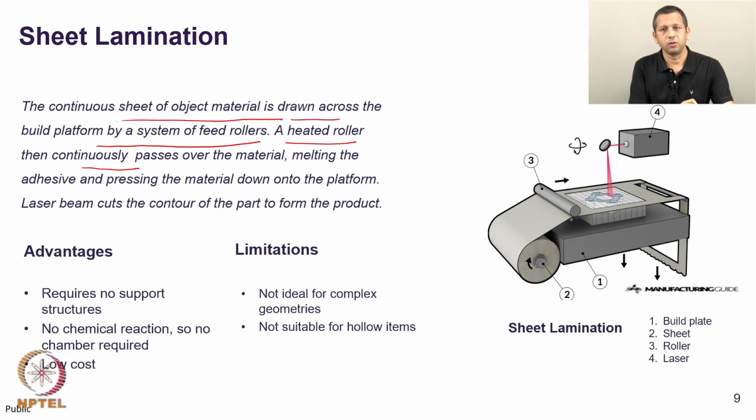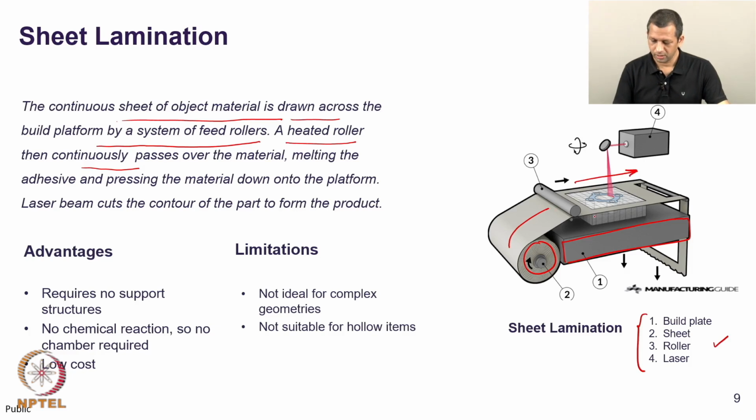Sometimes some additives can also be added between two sheets. A schematic of the sheet lamination process is shown on the bottom right. There are four major elements. One is a build plate. We have the feedstock sheet, which is in this case being pulled from left to right.